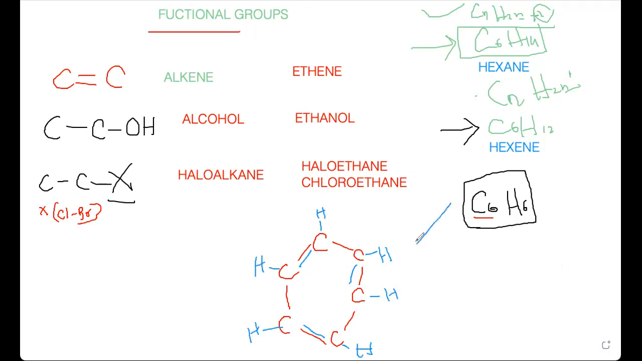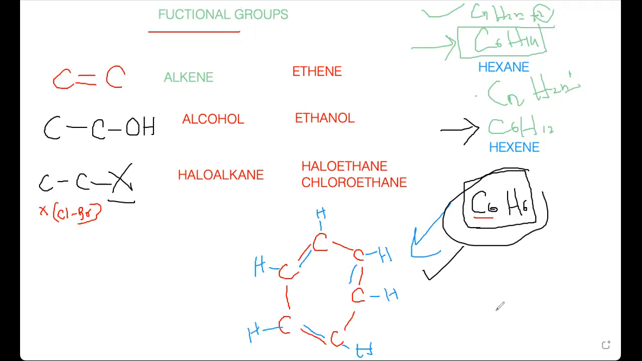What is this? C6H6. So we just checked that C6H6 has a different structure, and definitely the formula is also different. If you say, Miss, there are double bonds, so it should be hexene.